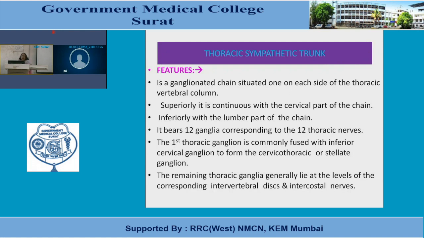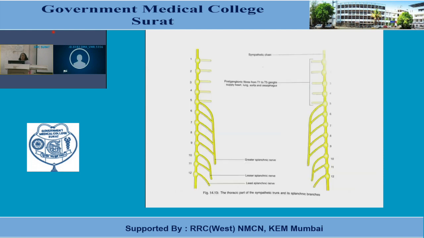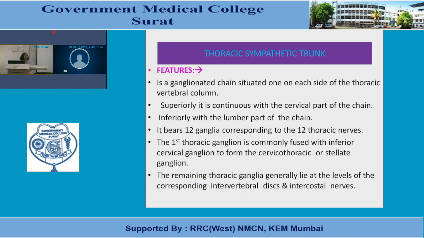Here is a figure showing the chain, you can see. So these are the 12 ganglionated chains, the thoracic part of the sympathetic trunk and its splanchnic branches. So these are, from above downwards, the 12 ganglia of the thoracic part of the sympathetic chain. Now it bears 12 ganglia, corresponding to the 12 thoracic nerves.